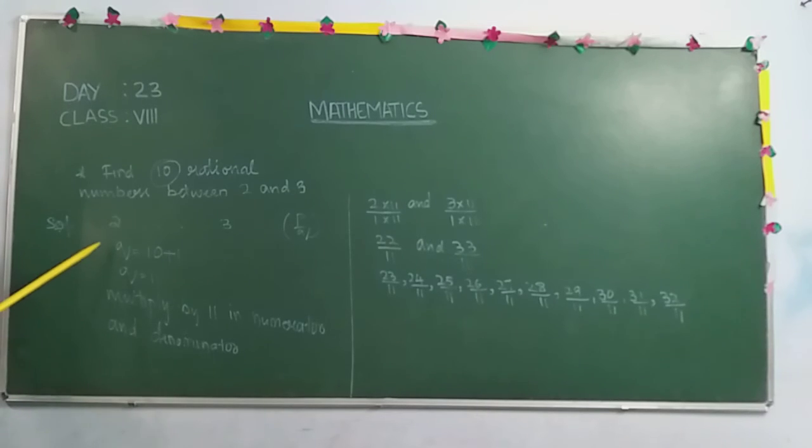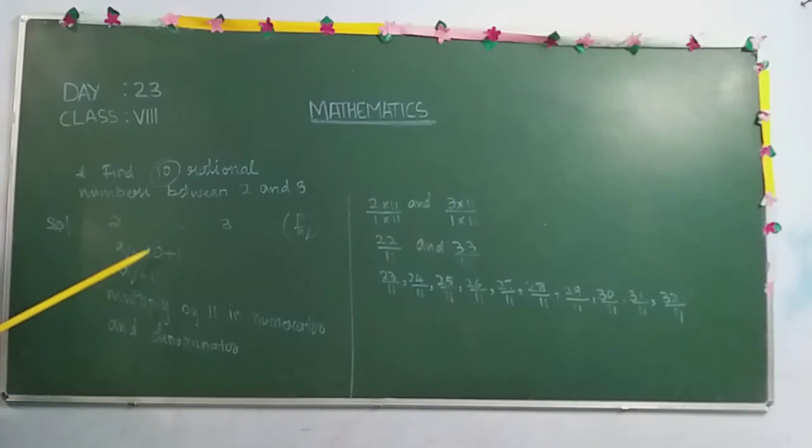Okay, so what I said: whatever numbers are given, we need to write those numbers. Between them we need to find 10. If it is given here as 15, then we have to do 15 plus 1, and here you will get 16. Then you need to multiply the numerator and denominator by 16. Same procedure you have to follow.